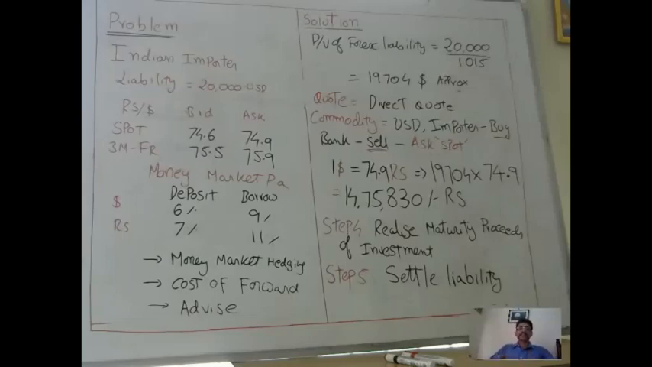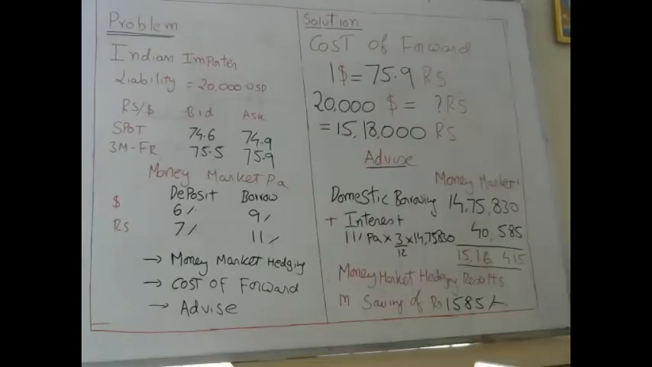So let us quickly do the second aspect, which is your calculation of the cost of forward. 1 USD is equal to 75.9. 20,000 USD is equal to how many rupees? So 20,000 into 75.9 is going to give you 15,18,000 rupees. That's the second part.